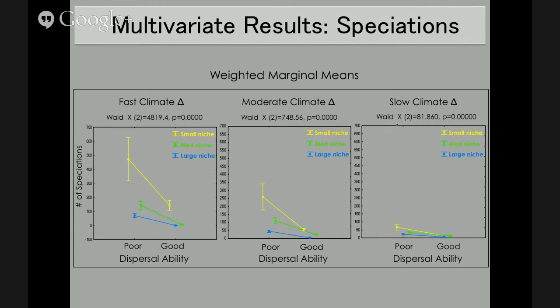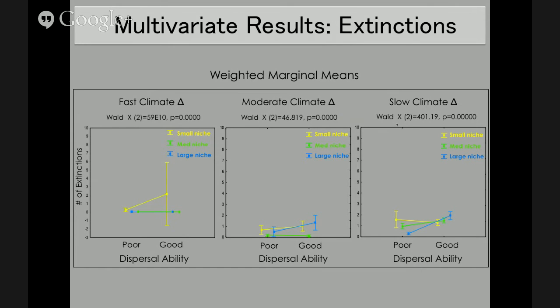So if we dig deeper into this pattern and look within the climate change scenarios, we can see a general pattern of poor dispersers producing more speciations, with the greatest number of speciations in those species with small niche breadths. So that's represented here by the yellow bars. We can also see that the greatest number of speciations are produced in the fastest climate change scenario, and then they ramp down as the rate of climate change decreases.